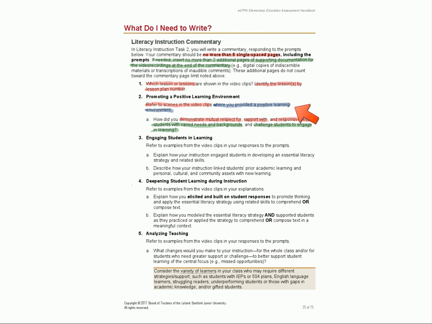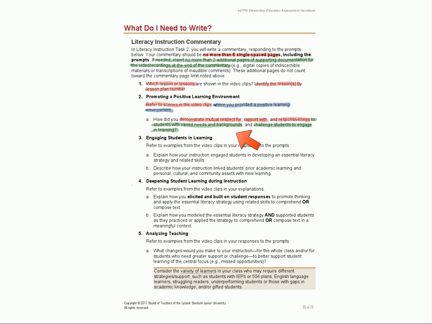You want to be focused on how you're setting up a positive learning environment. All right. So that could be in how you set out your directions, how you were explicit about the expectations for the lesson, how you focus students in a positive way, how you gave encouragement to their focus. Anything like that. Those things are about positive learning environment. And you can see the points that follow. How did you demonstrate mutual respect for, rapport with, and responsiveness to students with varied needs and backgrounds, and challenge students to engage learning?